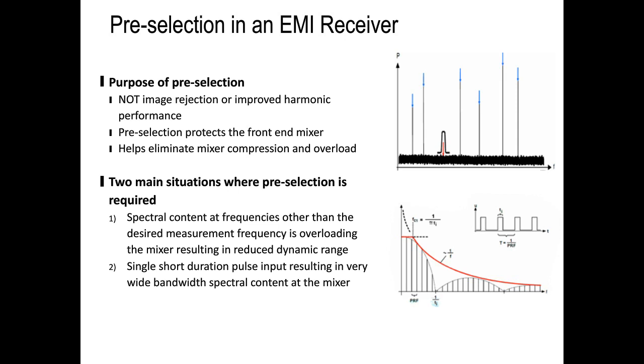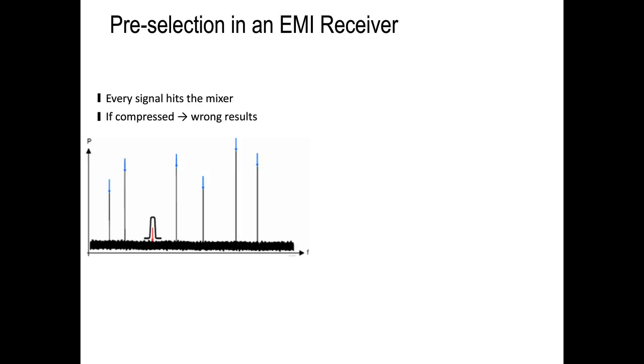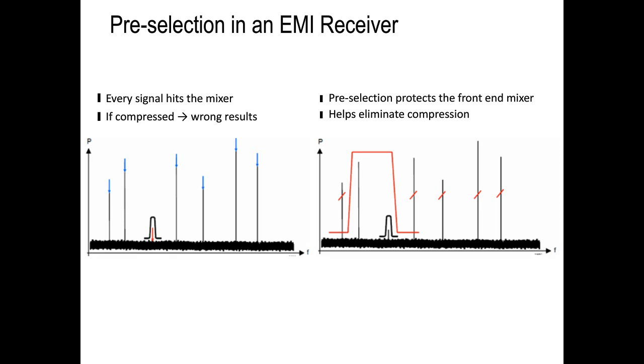So let's look at the two. So the first one, again, I think most people are more familiar with this, is that you are trying to look at this little red signal in the presence of all these larger blue signals. And those larger blue signals can overload that mixer. So you pre-select certain spectral content, essentially filtering out all this energy at the other frequencies, other signals, and now you have reduced compression on the mixer.